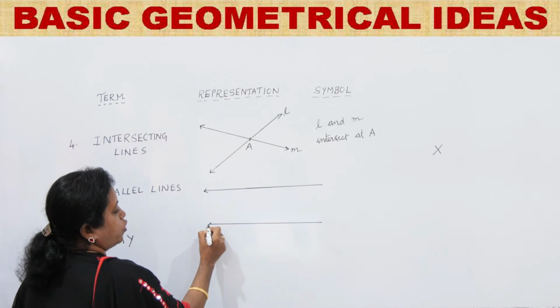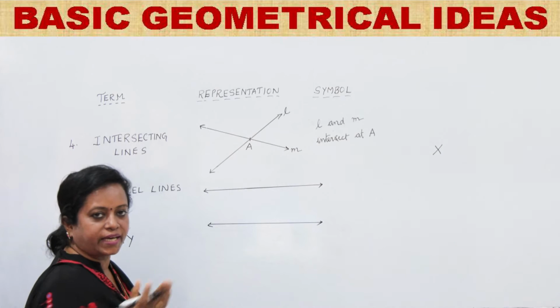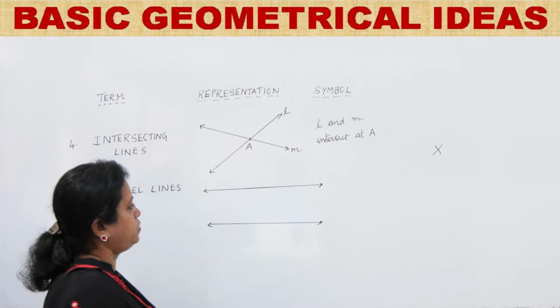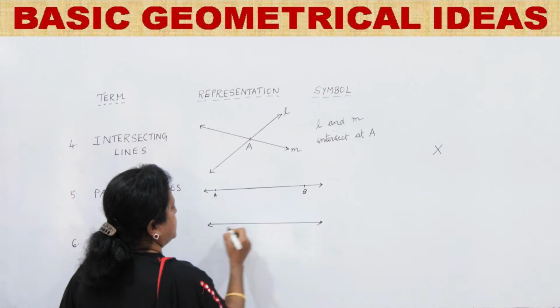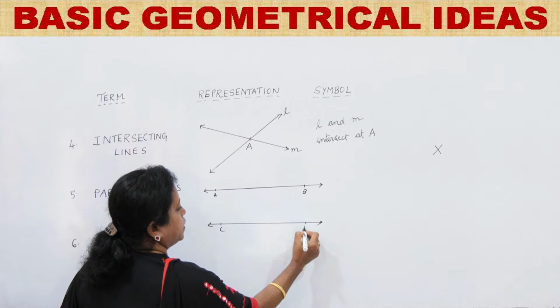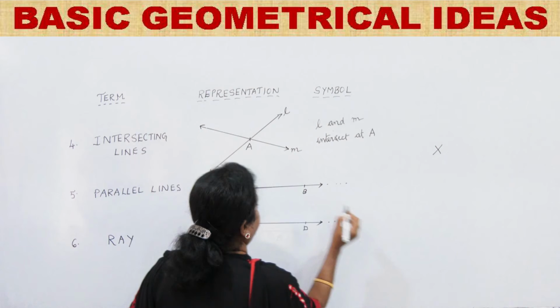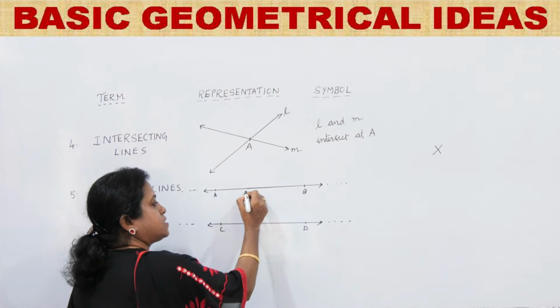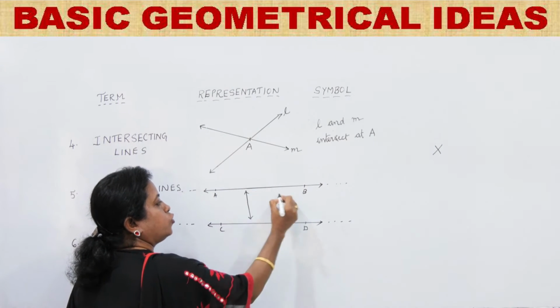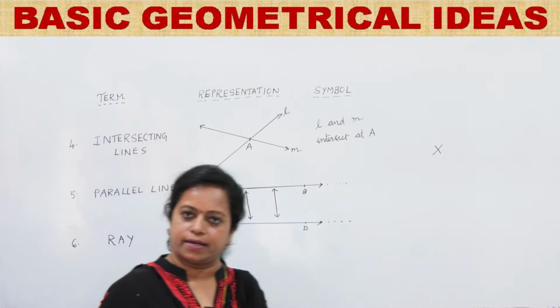And remember, when we draw a line, we show it with two arrows at the ends, showing that it can be extended in both directions. If I name this line AB and this line CD, you will find that these two lines, even if they are extended in both directions, will not meet. And the distance between the two lines you will find to be the same. Such lines are called parallel lines.